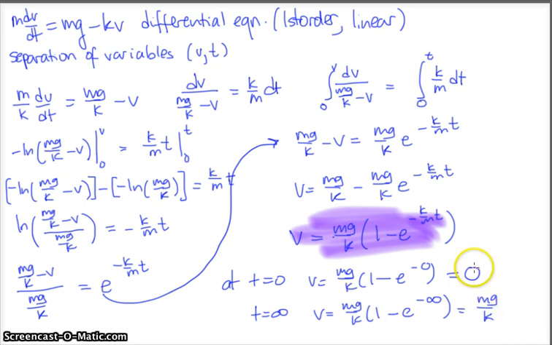So at the beginning, I have a velocity of 0. At the end, I have the terminal velocity. And in between, I have this function here that is 1 minus e to the negative k over m times t.